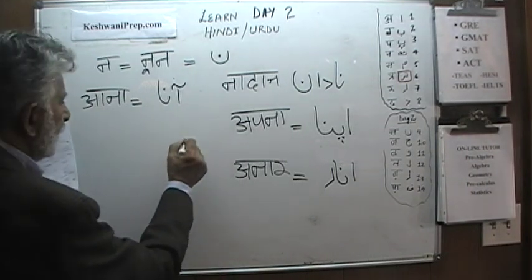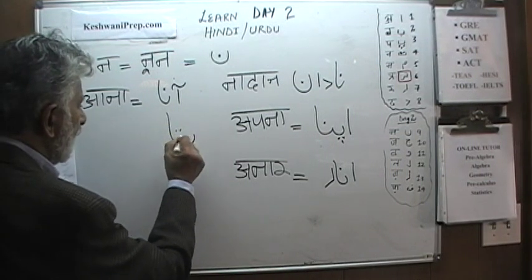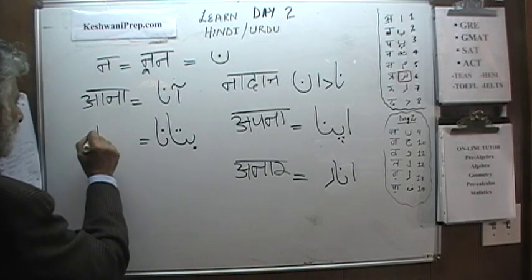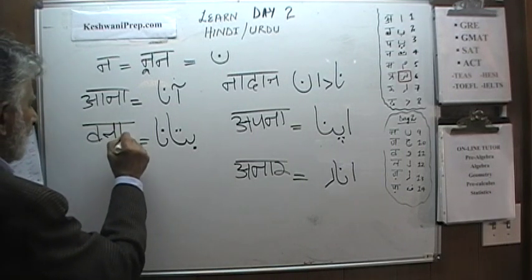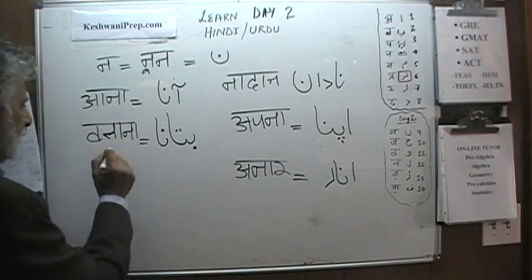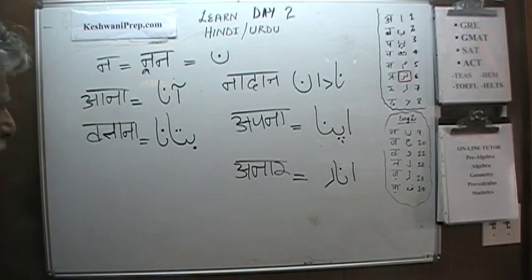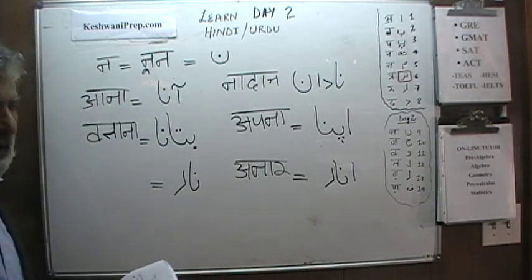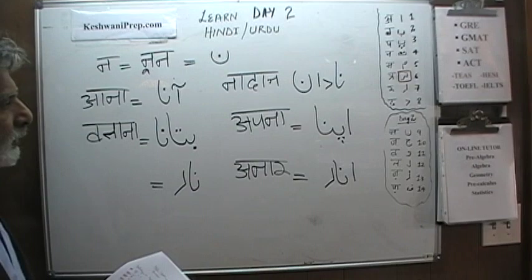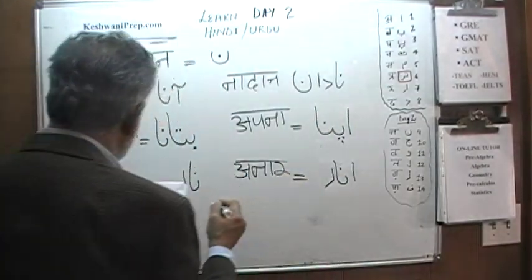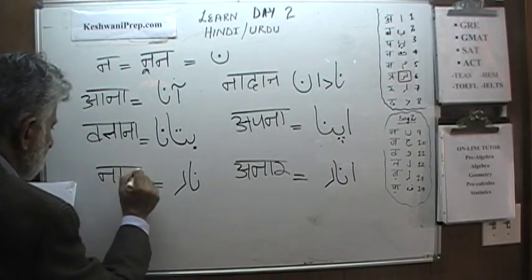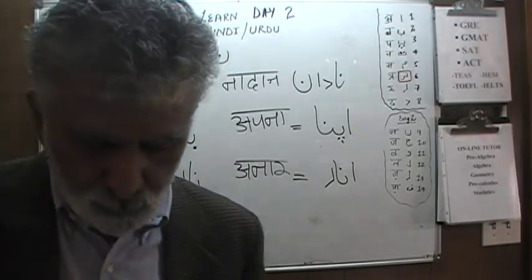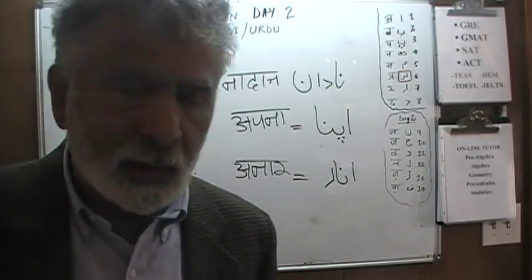Is another word. Ba ta na. Batana. Batana is in to tell. To tell something. Is the last one. Na. And then ra. Nar. Right here. Nar as in fire. What we call in Urdu, aag.